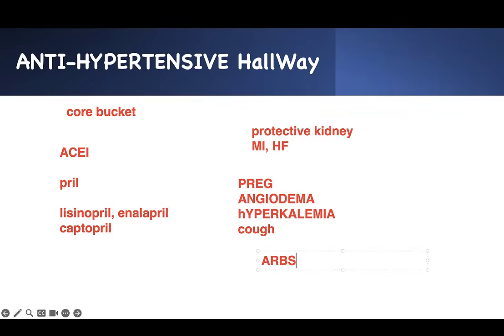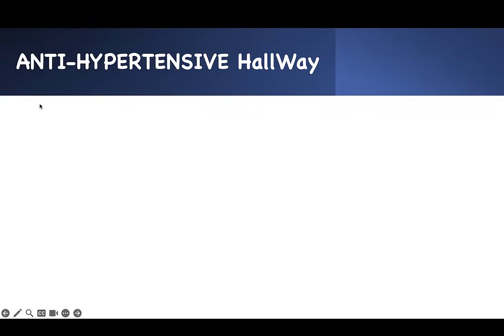ACE protects the kidney, but it harms the baby. That's the key. ACE inhibitor protects the kidney, but it's going to harm the baby. The baby does not like it. That's why you avoid it in pregnancy. That's all. ACE protects the kidney and it harms the baby. If you're having cough, then change it to ARB.